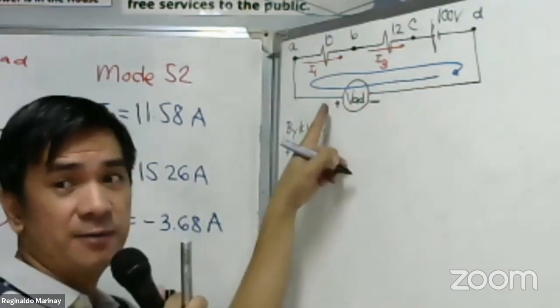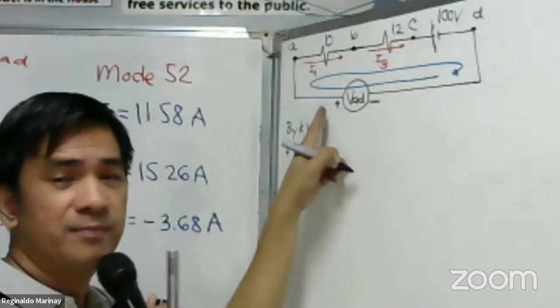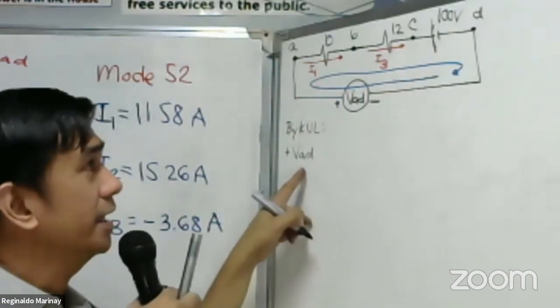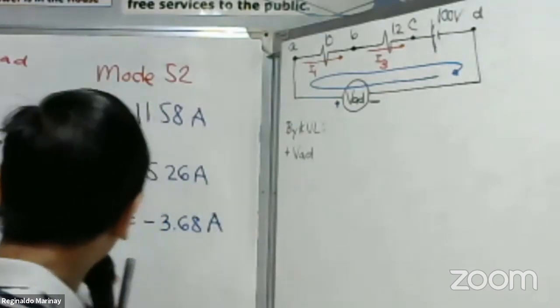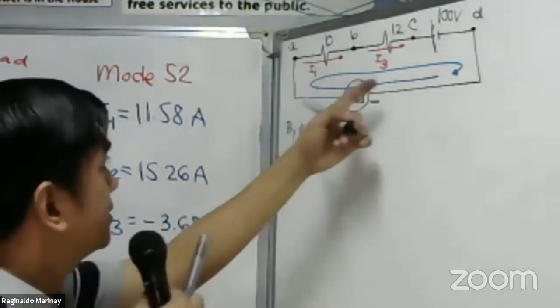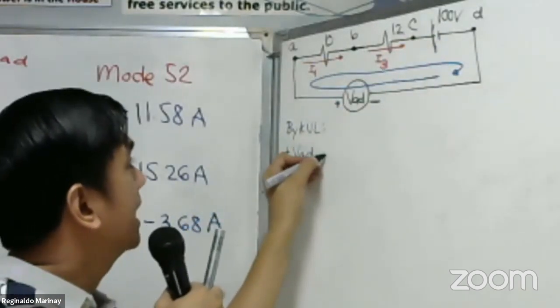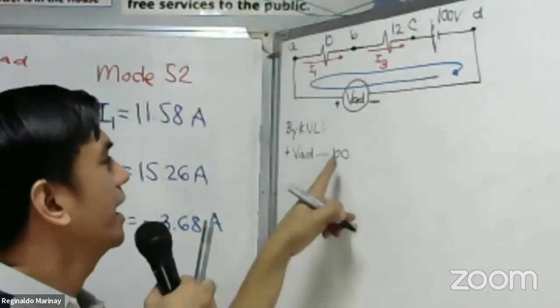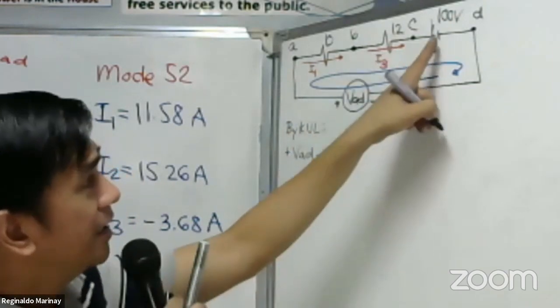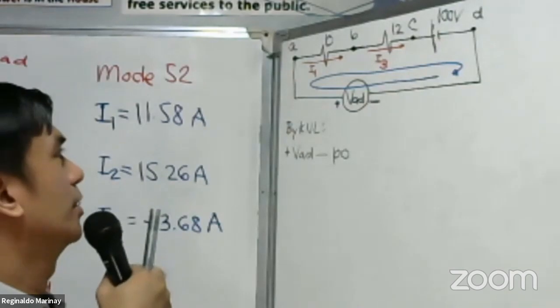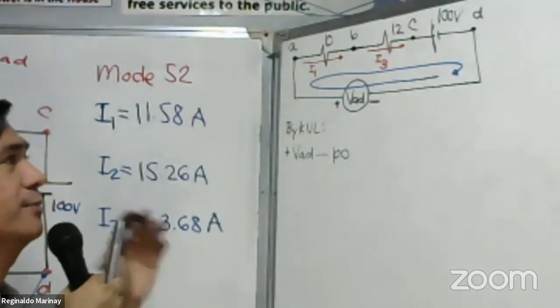Okay, so doon siya lumabas sa positive terminal, ha, mga kaibigan. Pag lumabas sa positive terminal, positive VAD. Okay? What about the 100 volts? It leaves on the negative terminal. So that is why that is negative 100 volts. Kaya, negative 100 volts. Okay. Punta tayo sa voltage drop.